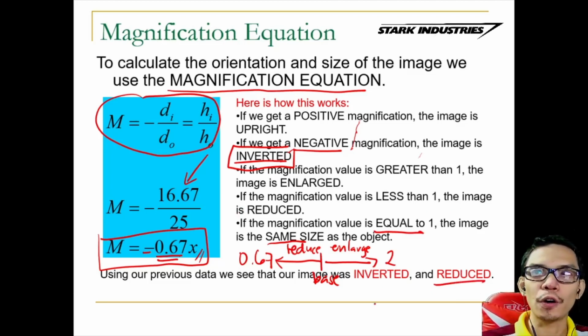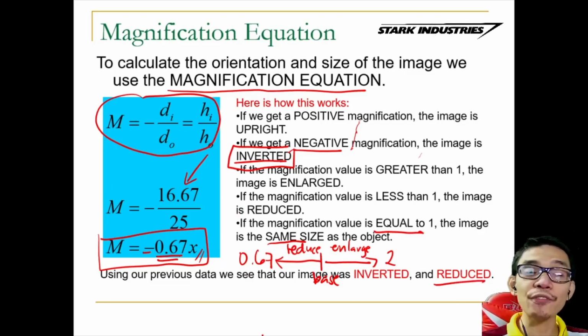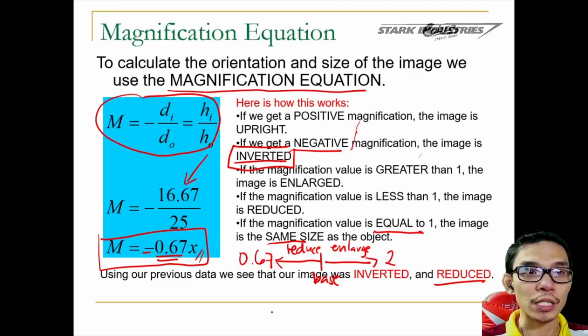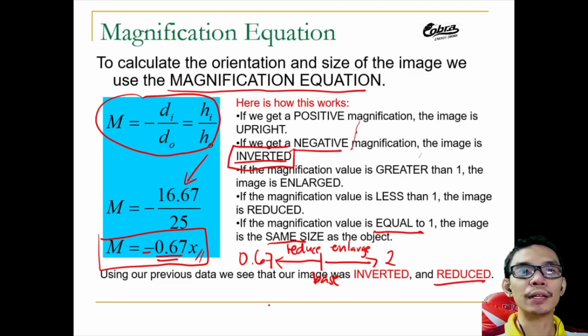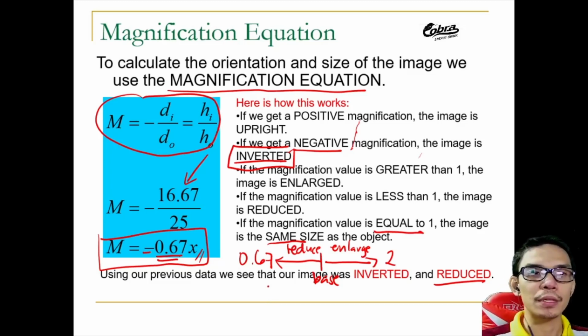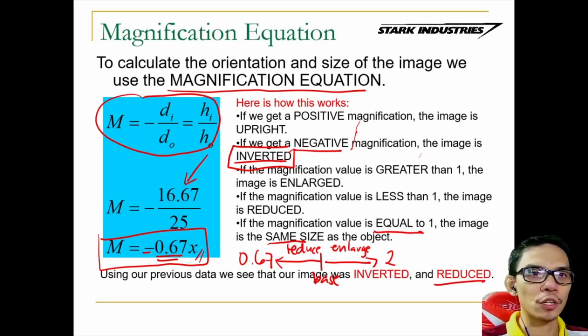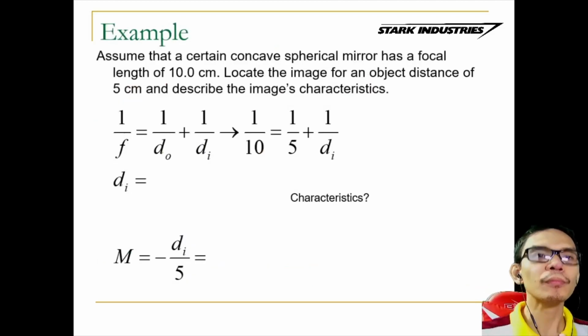Okay, so it is located between C and F. The orientation is inverted. The size is reduced. And lastly, the type of image is a real image. Okay, so that was the magnification equation. So, let's put that one to good use.